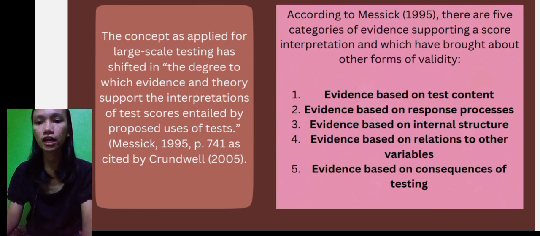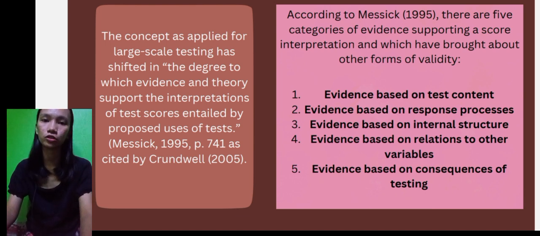So the fourth is the evidence based on the relations to other variables. It examines how the test scores relate to other measures or variables that are theoretically related to the construct being measured. It provides evidence that the test behaves as expected in relation to the variables that should be related or unrelated to the construct. And lastly, the evidence based on consequences of testing.